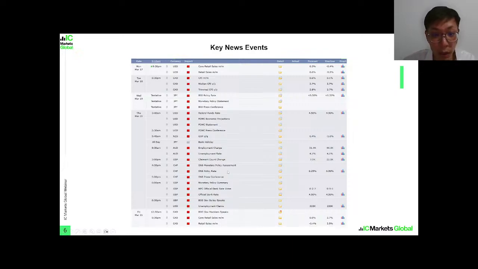Then for CHF, we have the SNB monetary policy assessment as well as the policy rate. It will affect pairs like USD CHF, CHF JPY, etc. Then for GBP and USD, the news will be in the later part of the day. The last thing is Friday, where we have CAD news. So the whole week we will have a lot of pairs that will be affected, but this is also a good thing, as it means that we have volume. We are heading towards the later part of the month, and usually the last 2 weeks of the month will have more volume.